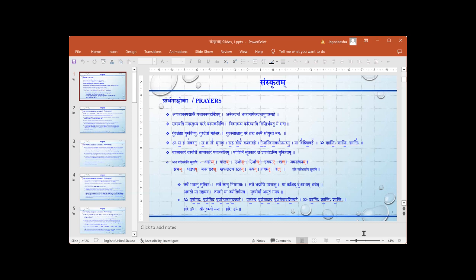Dukkha. That H dot, is that Jihva Mulya? Yes, exactly. Dukkha. That's the right pronunciation. The presence of Visarga should be felt, and it can be felt only with Jihva Mulya. Okay, thank you.